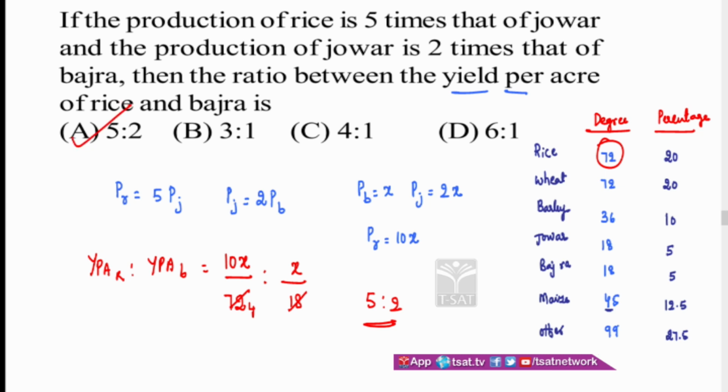So here yield per acre is not given anywhere in the graph. So that is again common sense. Yield means the output, per acre means the land used. So production by land used is the formula for yield per acre. So these kind of unknown formulas they'll also give you in the exam, but all you have to do is think with common sense about the formula.